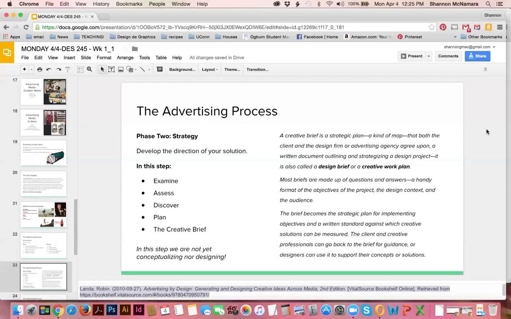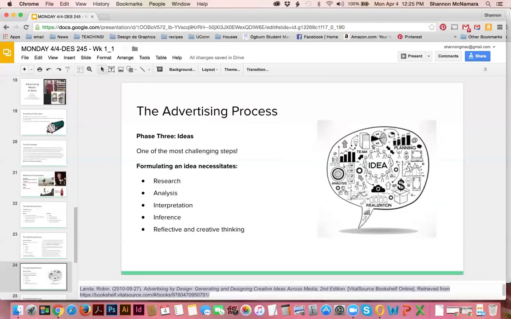It's just something that you can use as a guide, as guidance when you're designing, at the different phases of the advertising process. So phase 3, coming up with the ideas. This can definitely be one of the most challenging steps in the entire process. In order to formulate an idea, you need to research, you need to analyze, you're going to need some interpretation, inference, reflective and creative thinking.